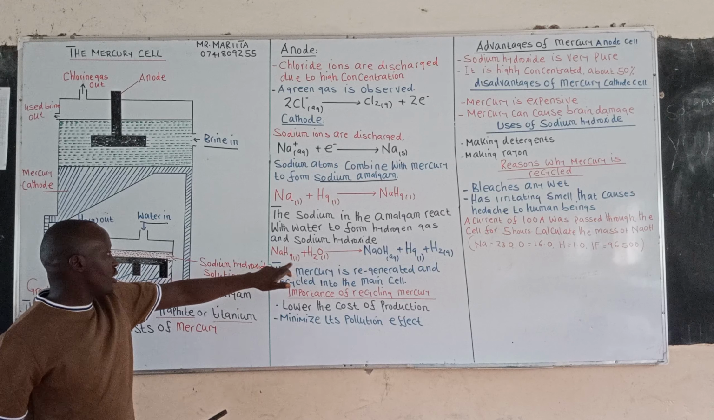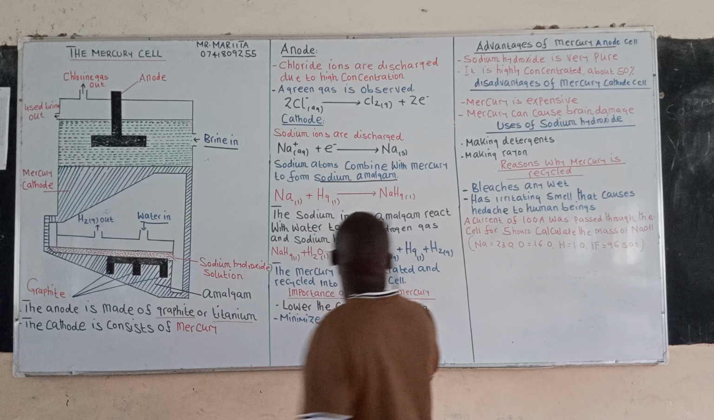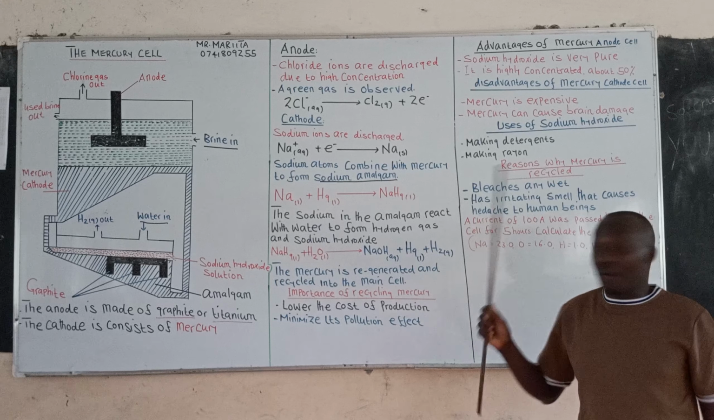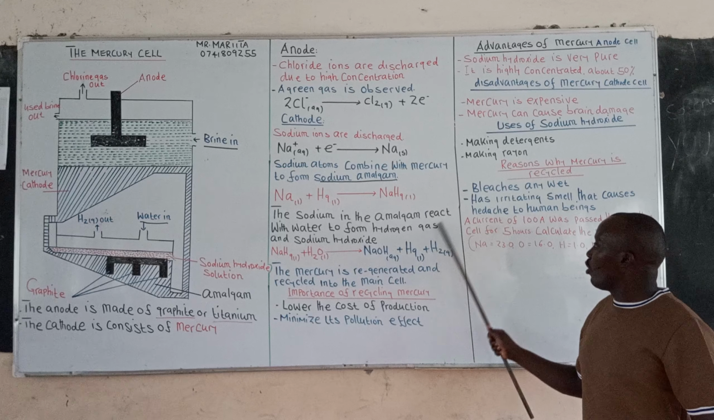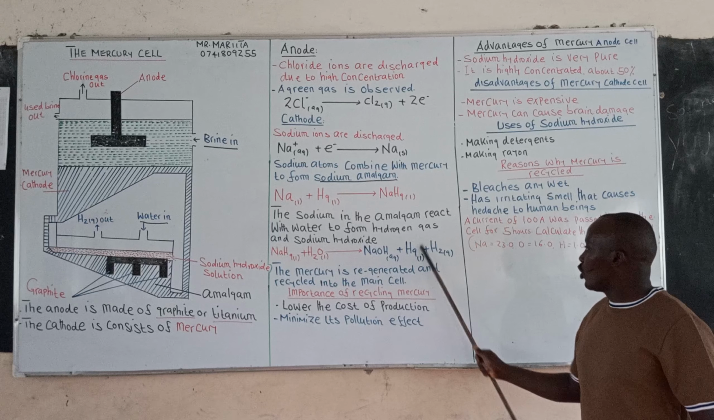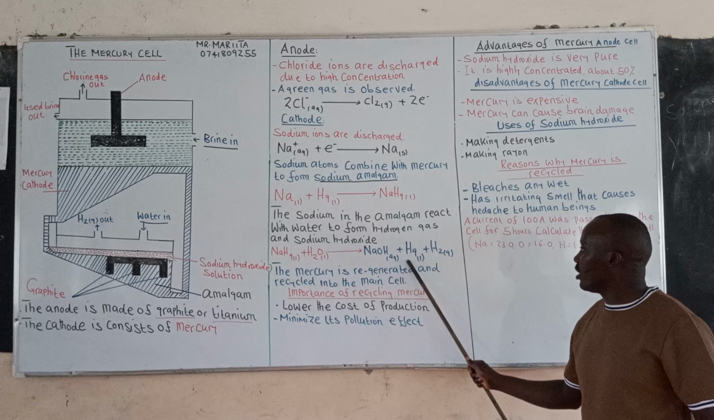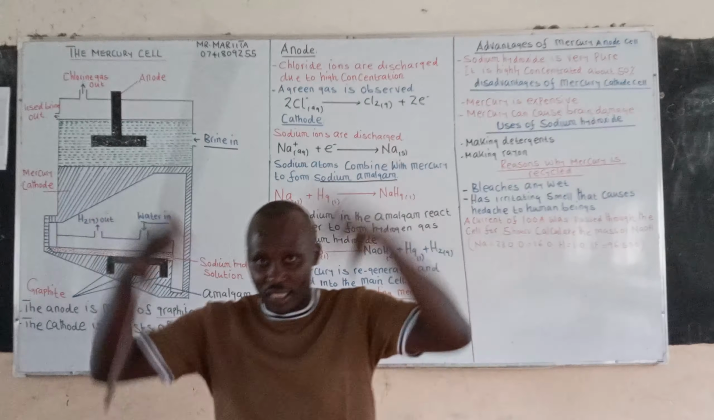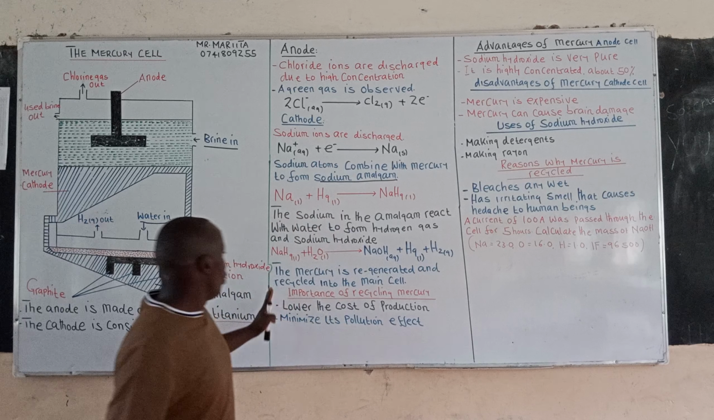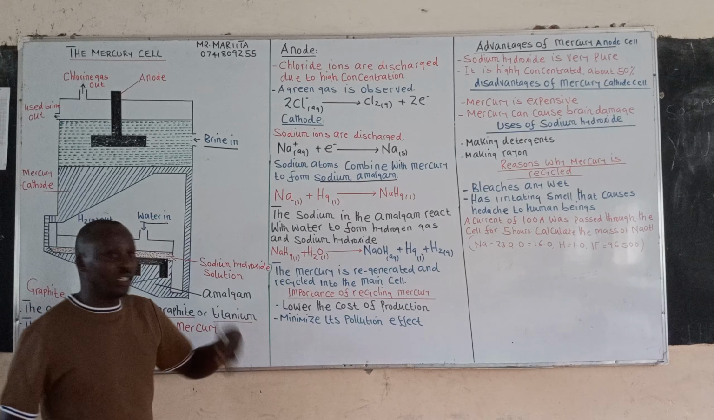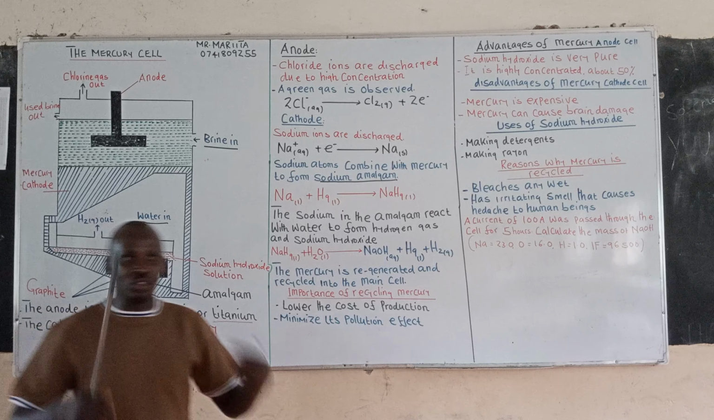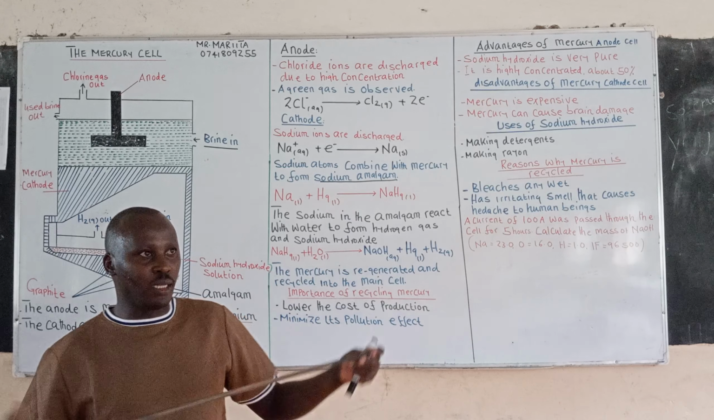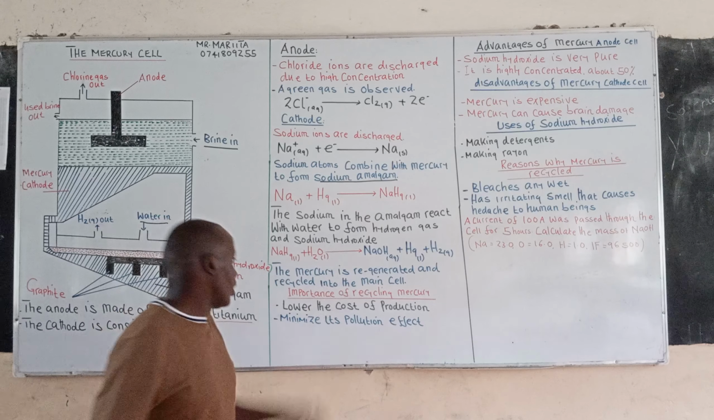Another important thing here is that the sodium in the amalgam reacts with water to form hydrogen and sodium hydroxide. You have seen that there is mercury which is produced here. The mercury is normally regenerated and recycled back into the main cell. And of course, you need to know the reason why the mercury is being recycled in this process.